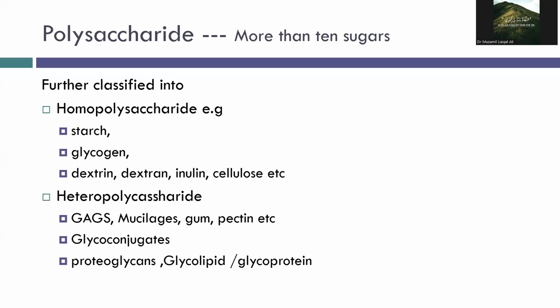And what about the heteropolysaccharides? They contain two or more different monosaccharide units in their structure. The examples are glycosaminoglycans, the GAGs, mucilages, gums, and pectins. Others may include the glycoconjugates, which include proteoglycans, glycoproteins, and glycolipids. This classification helps in understanding their diverse biological roles, from energy storage to structural support and lubrication.